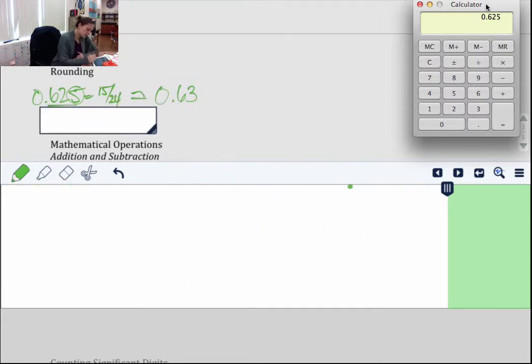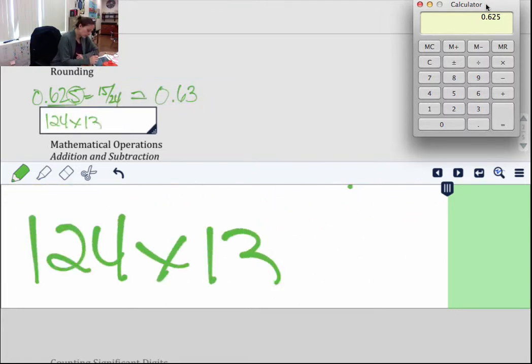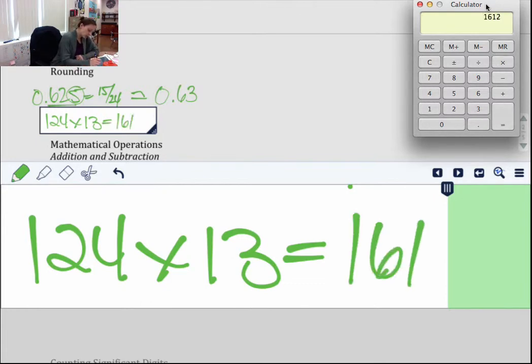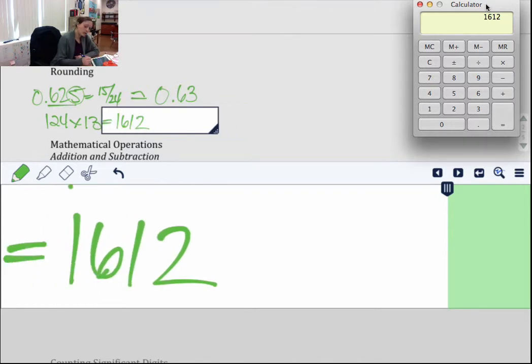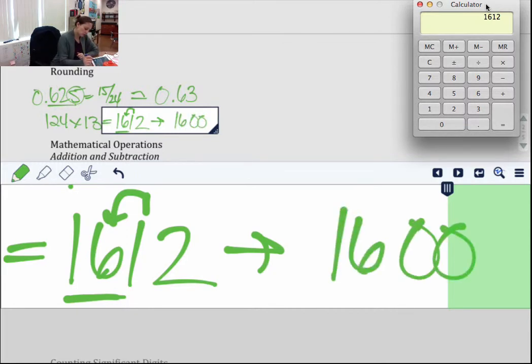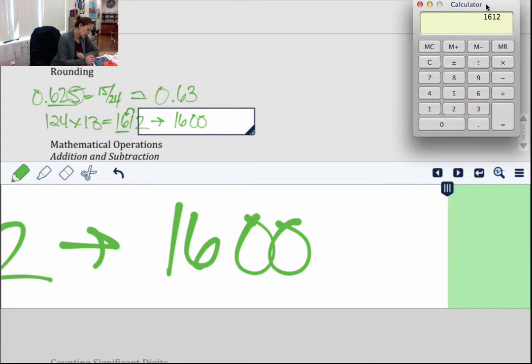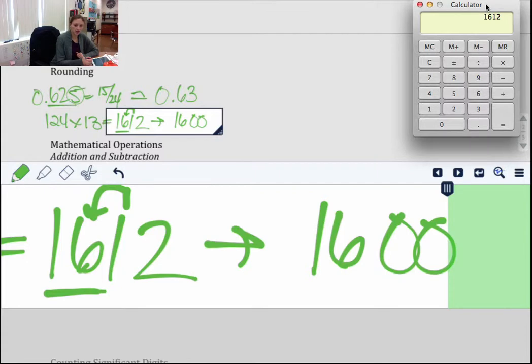Another thing is if I wanted to multiply 124 by 13, 124 times 13 tells me it's 1612. Well, what I want you to do is round this one to 2 significant figures. So that means I only want to have these 2 be significant, so this 1 does not round that 6 up. So I'm going to have 1600, because I cannot have just 16, because 16 is way different than 1612. Just because you have 2 significant figures doesn't mean you drop every single number after 2.